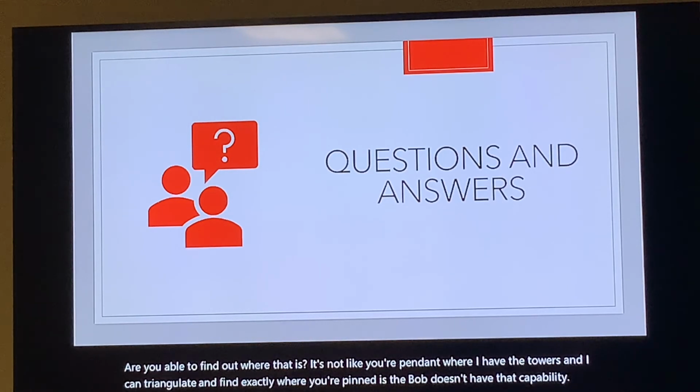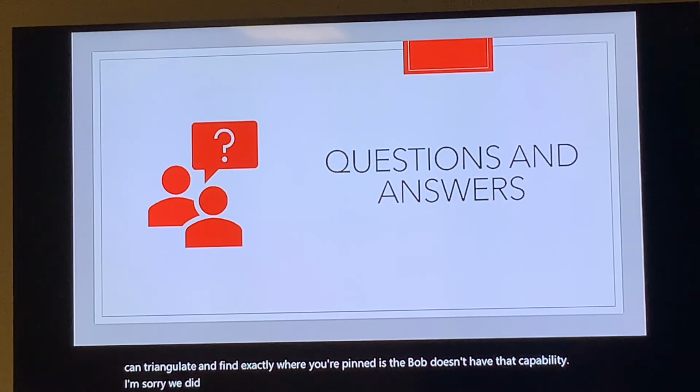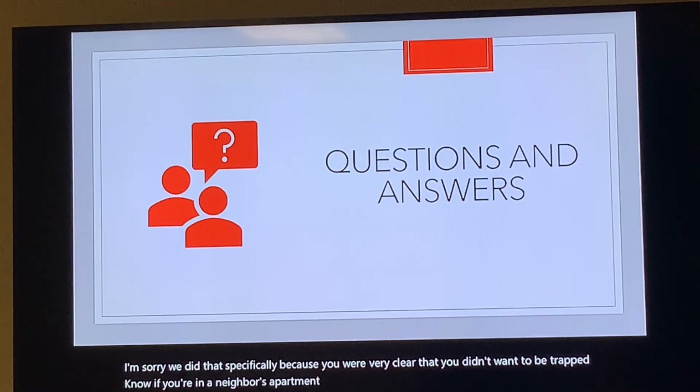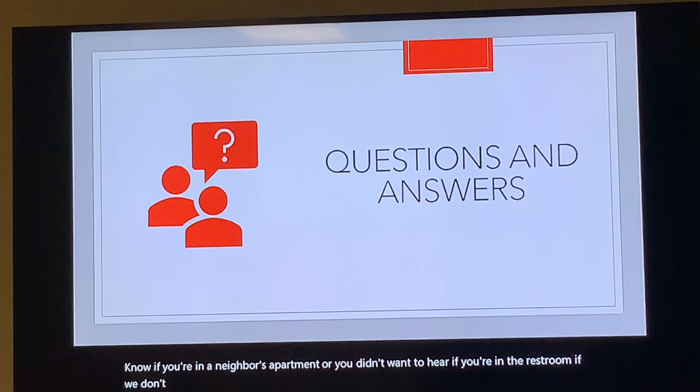And I'm sorry, we did that specifically because you were very clear that you didn't want to be tracked. If you're in a neighbor's apartment, or if you're in the restroom, we don't need to know that. So it has no tracking capabilities.